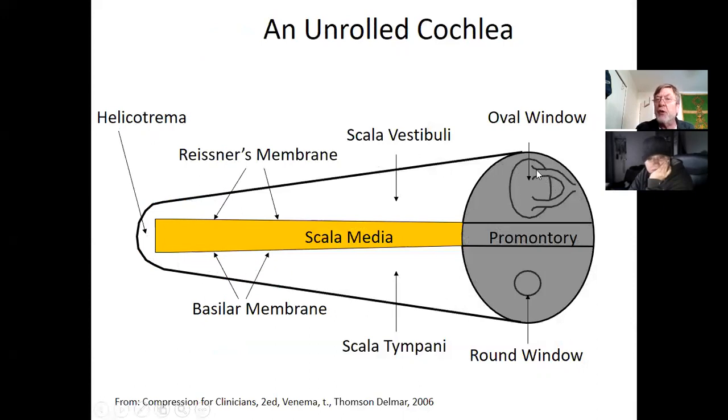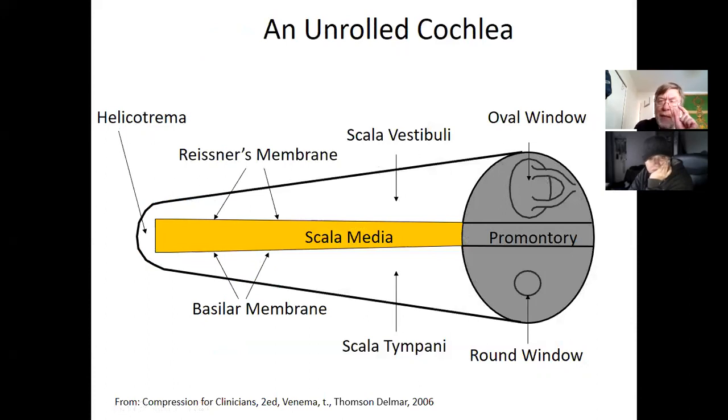Stapes pushing into the oval window pushes fluid here around, which bulges the round window out. So if the round window can't bulge out, the oval window can't really push in. You need that interchange to occur. The promontory is really the bony ridge in the middle ear space that separates the oval from the round windows. So this is just a schematic.